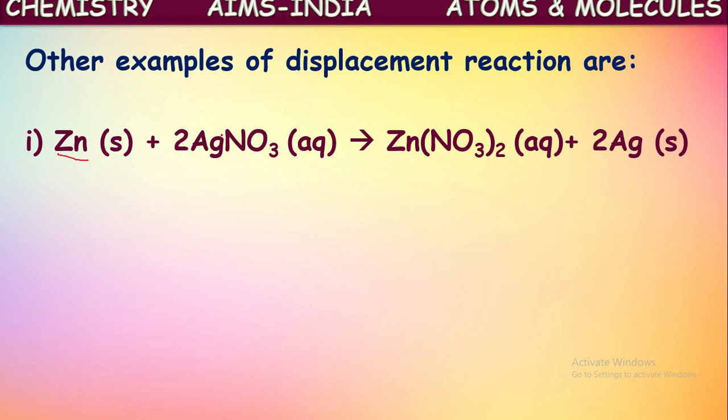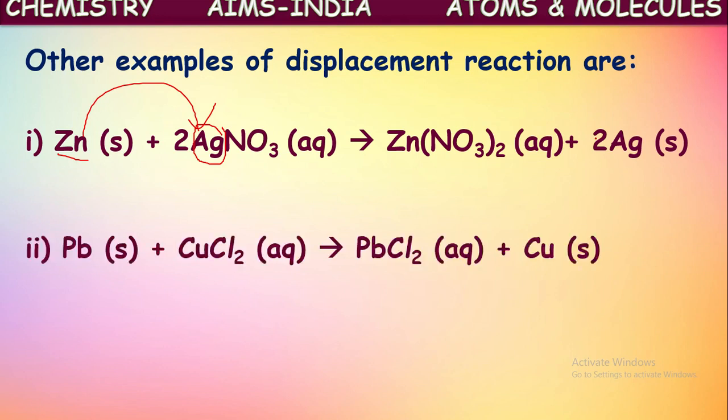Zinc is a more reactive metal than silver. So it is replacing silver from its compound, forming zinc nitrate. Silver is omitted out. Let us see another example. Lead on reaction with copper chloride forming lead chloride plus copper. Here, lead is more reactive than copper. It is replacing copper from its compound. Okay, these are examples of displacement reactions.